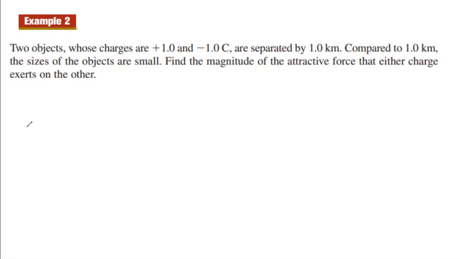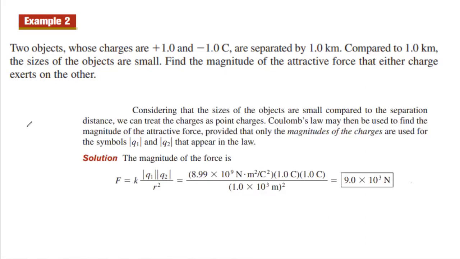You are given two charges, 1 and minus 1 coulomb. The separation distance is given as 1 kilometer. Then you have to find the attractive force, the magnitude of that attractive force. I hope you tried this one by pausing the video, and here's a quick solution for you.